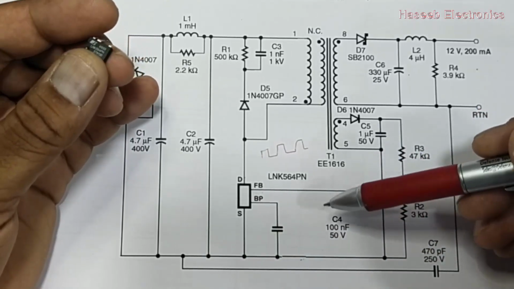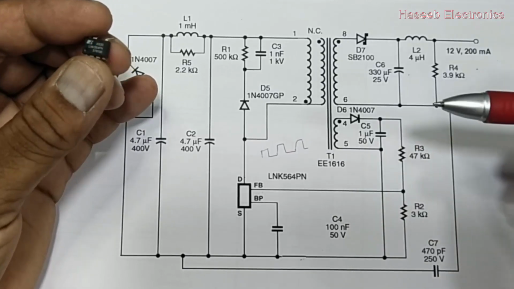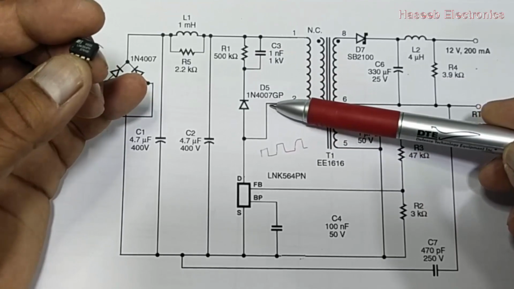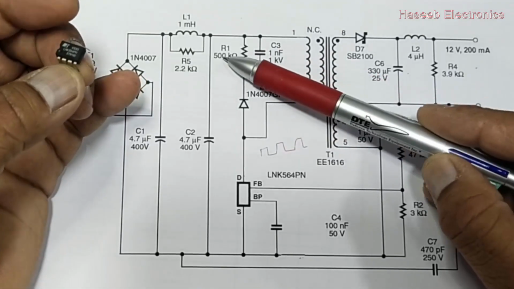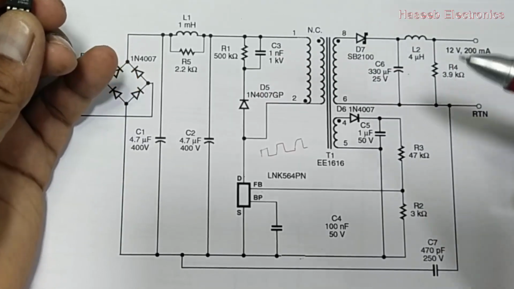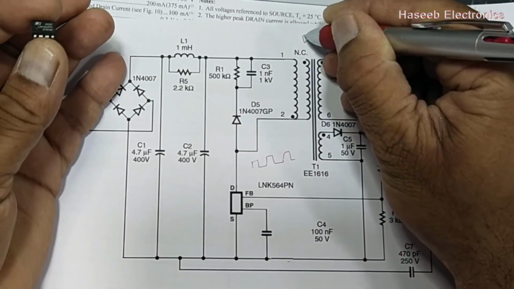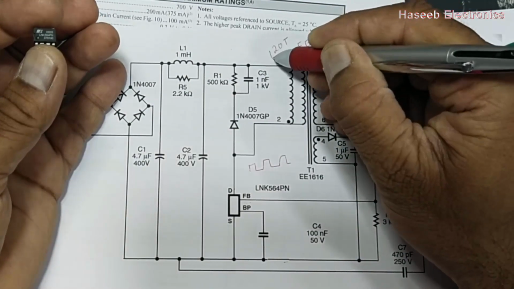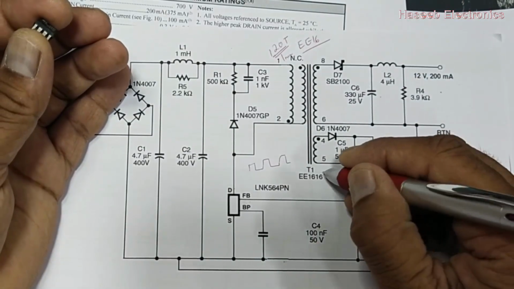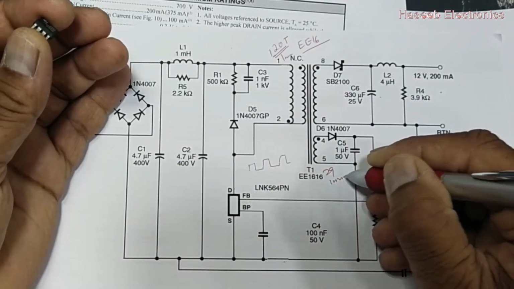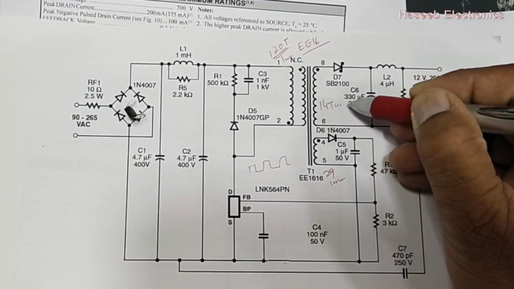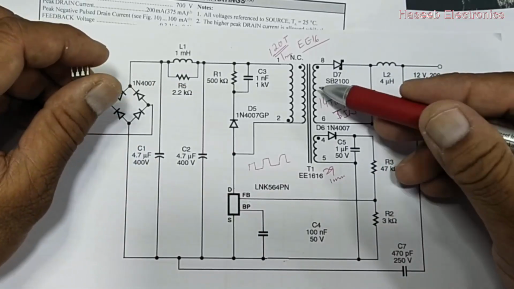So it is used in CC, constant current mode, and constant voltage mode. Here it has a snubber circuit, 1N4007, 1 nanofarad 1 kilovolt capacitor, and 500 kilo ohm resistor. Transformer is here. If you want to design the transformer with an EE16 ferrite core, gapped core, 120 turns of 1 millimeter, 29 turns of 1 millimeter, 14 turns of 1 mm, 3 wires, triple insulated wire.